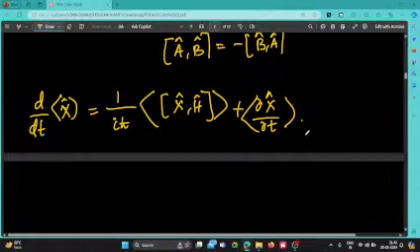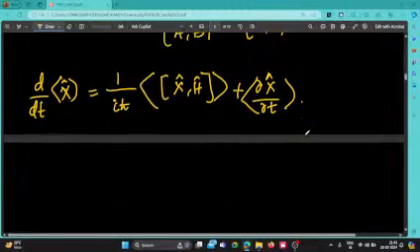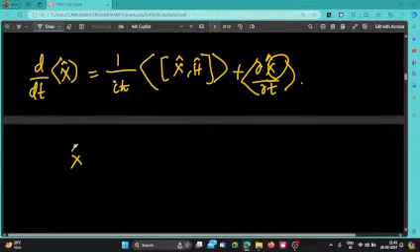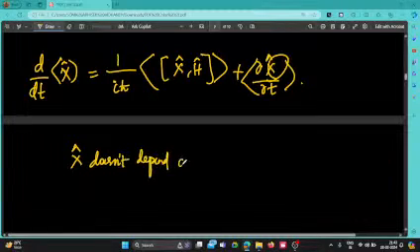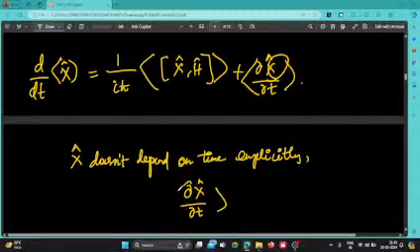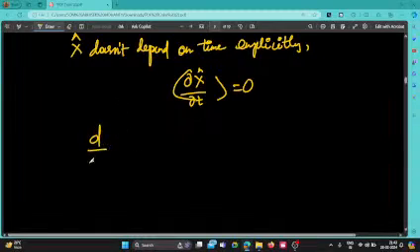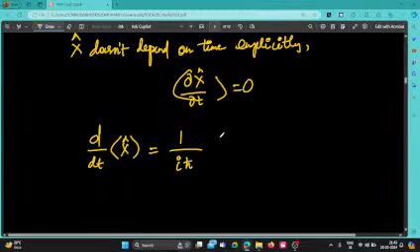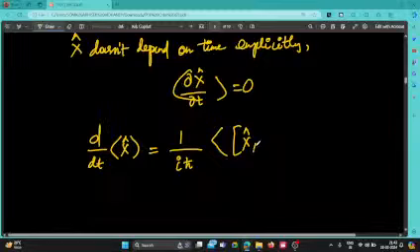Now, since the position operator x does not depend on time explicitly, what will happen? The expectation value of del x by del t will be 0. So this term becomes 0, and only this one is left. So d by dt of observable x is equal to 1 by iħ, expectation value of the commutator of x and H. Is it alright?